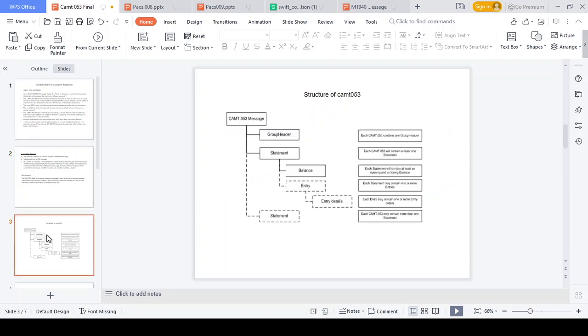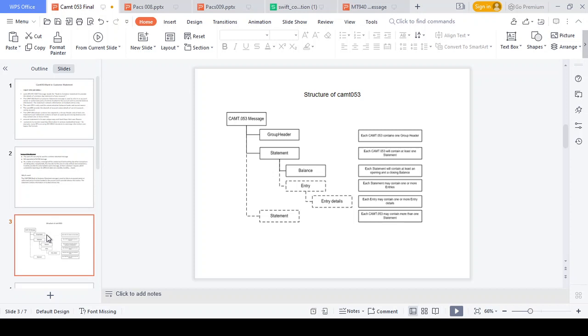Okay, in the statement you can see at least one entry, either a debit entry or a credit entry. You can see the balance of the account: opening balance, closing balance, opening available balance, closing available balance. All of these you can see in the statement.